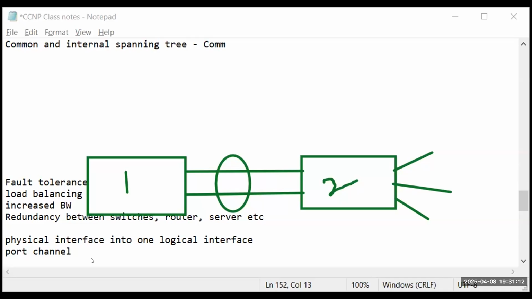Yes, I have one doubt. So as you said, all the 8 physical links will get aggregated into one logical link. Right?